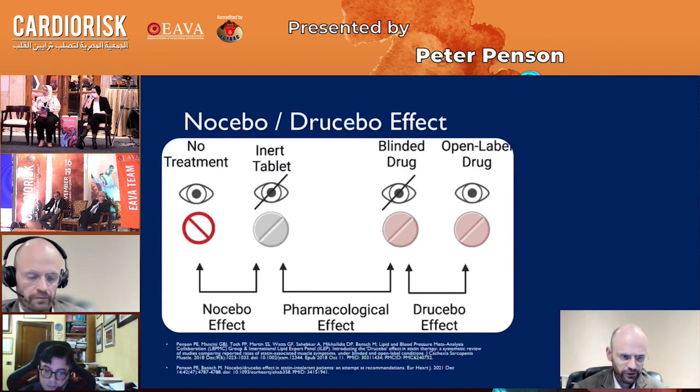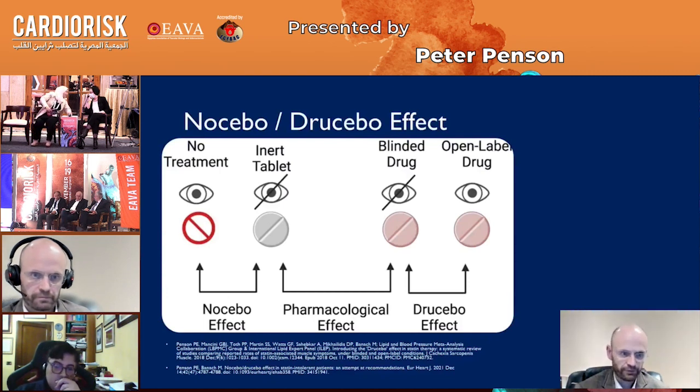However, the nocebo effect relates to inert tablets and not drugs. So when we're talking about the adverse effects people experience when they're taking drugs, which are attributable to the expectation that those effects will occur, we call this the Drucebo effect. We've outlined the Drucebo effect in several papers of the International Lipid Expert Panel. It's well recognized that the side effects of statins are reported to a much greater extent in open label use than in blinded use, and this is indicative of the Drucebo effect.